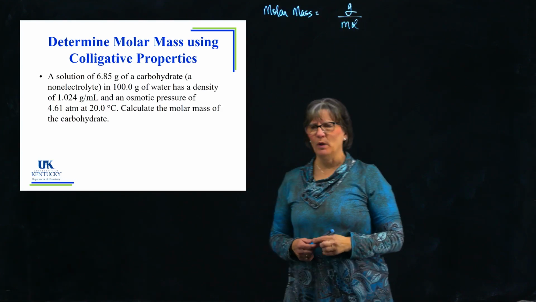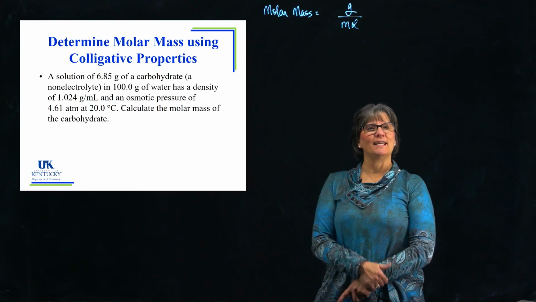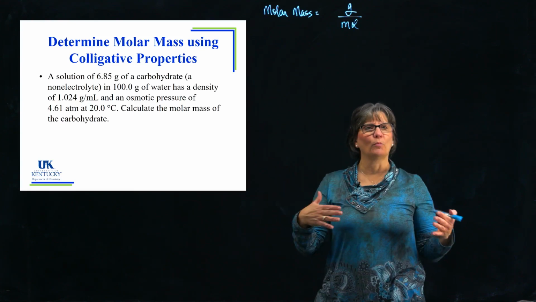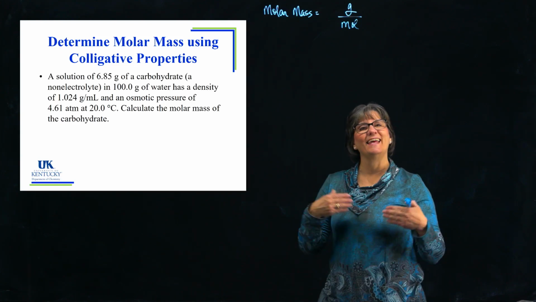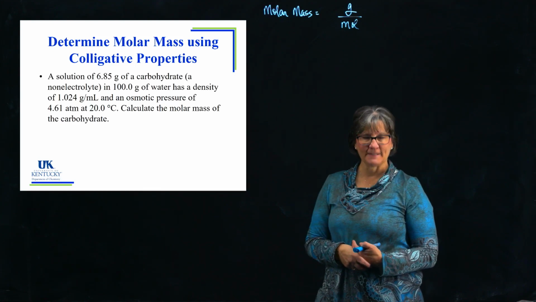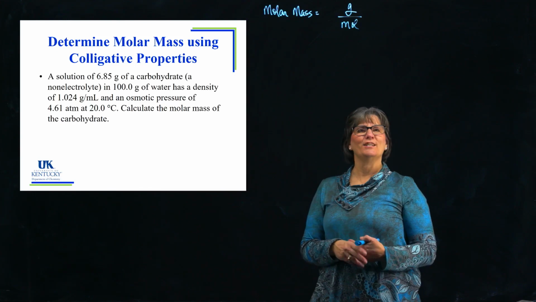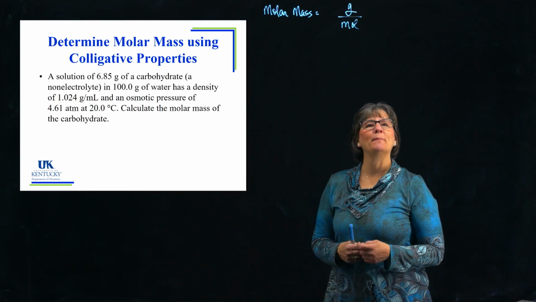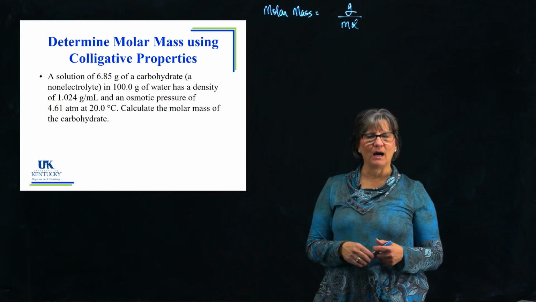Now typically when we want to know the molar mass, we know its identity and we go to the periodic table and we calculate the molar mass knowing its identity. But if you look at this problem, we see that it is an unknown, and we're trying to determine its molar mass. In an unknown, one of the things that's easy to know is how many grams you weighed out to do the experiment. So you see that we have a carbohydrate here.